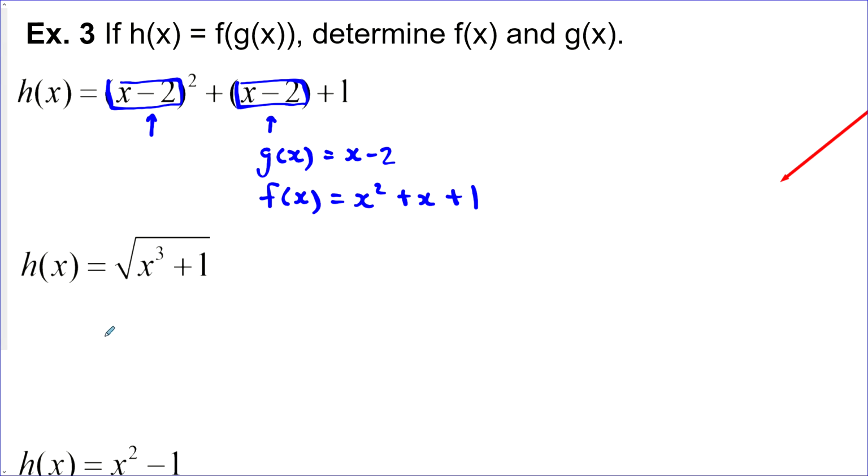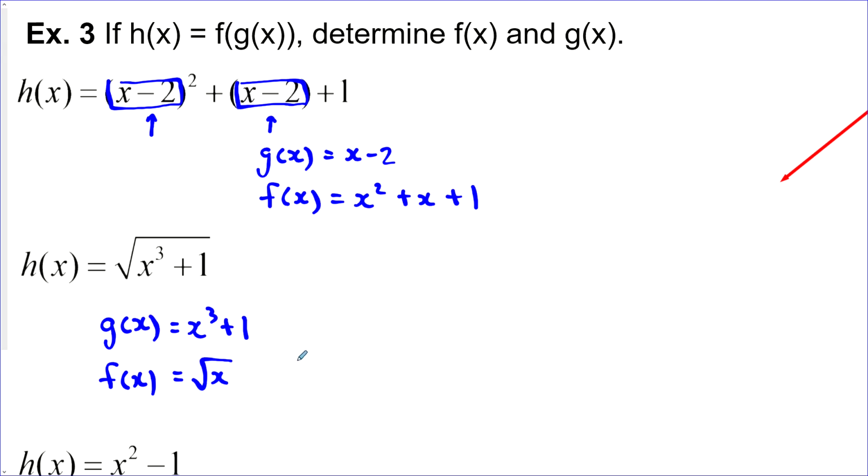Our inner function here is g, and it could be this part, x cubed plus 1. And our f of x could be just the square root of x. And so f of x is our outer function, and this x right here is being replaced by g, which is this whole thing here.